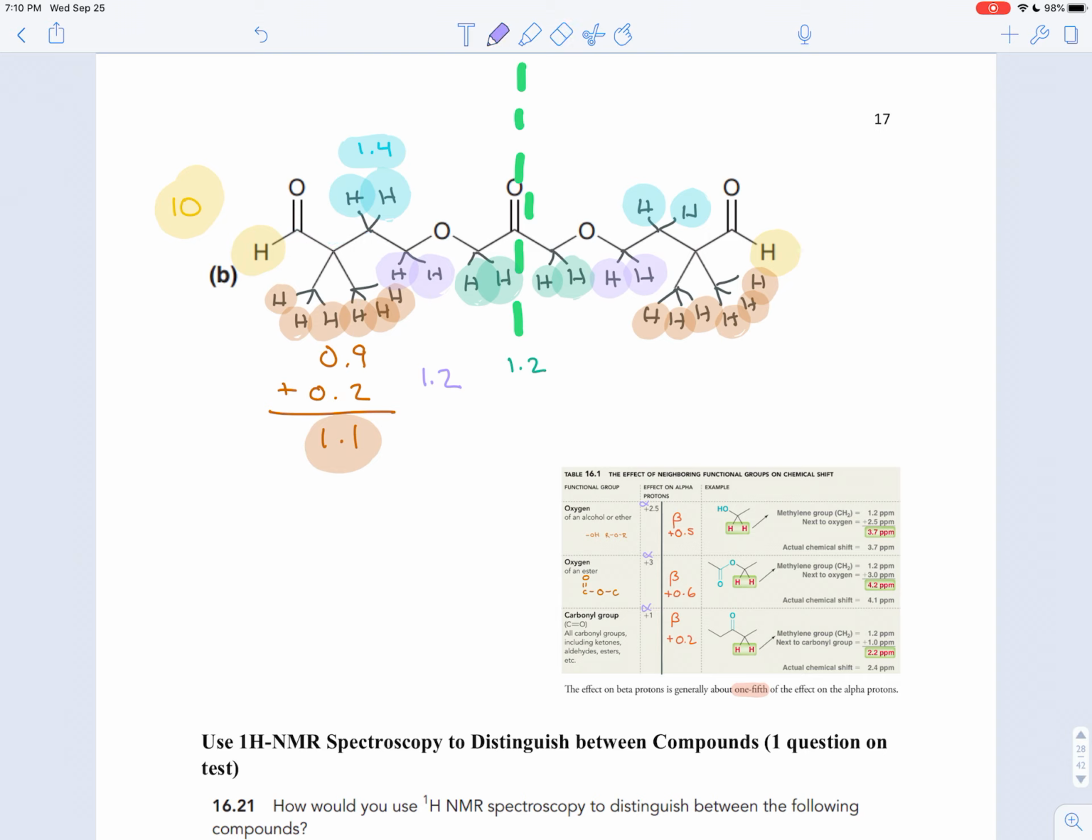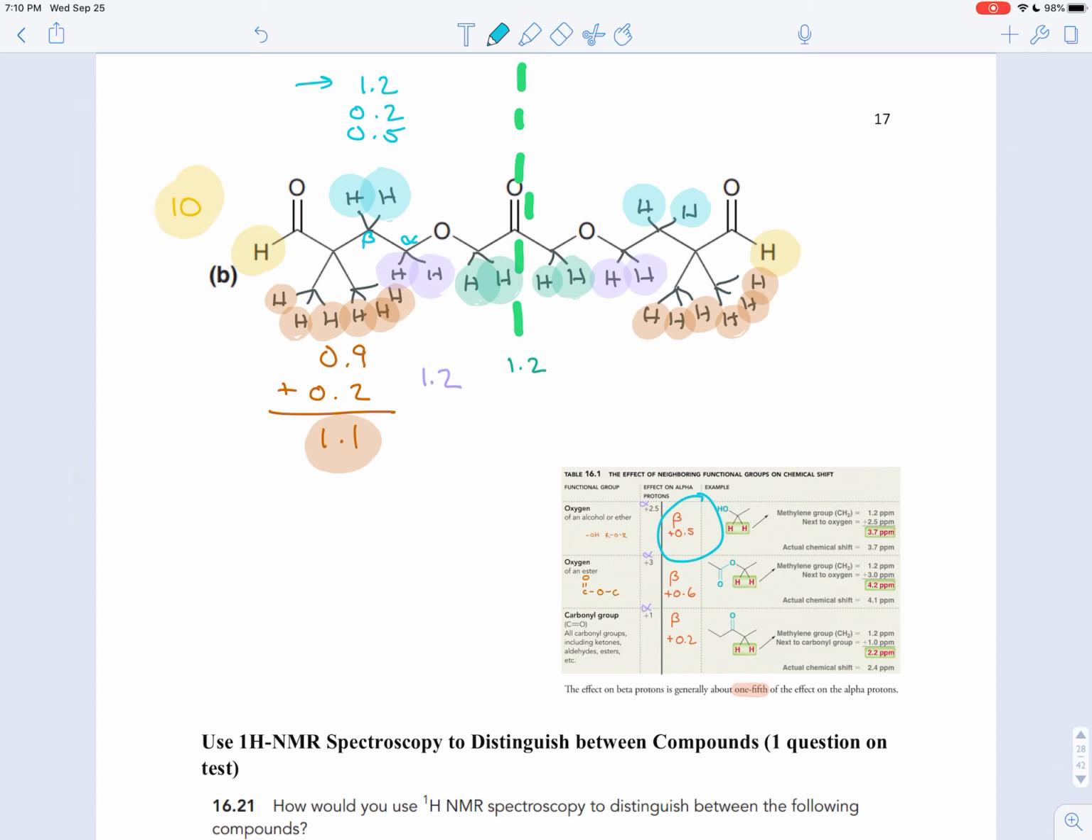The purple hydrogens are too far from the carbonyl to feel it anymore. Oh, and actually, let's revisit these blue hydrogens. I apologize. We said the CH2, you would normally expect to see that at around 1.2. We said because it is beta to the carbonyl, you add 0.2. But notice on the other side, it's also beta to this ether. The position right next to the ether is alpha. These are beta to that ether. If you're beta to an ether, then you add 0.5.